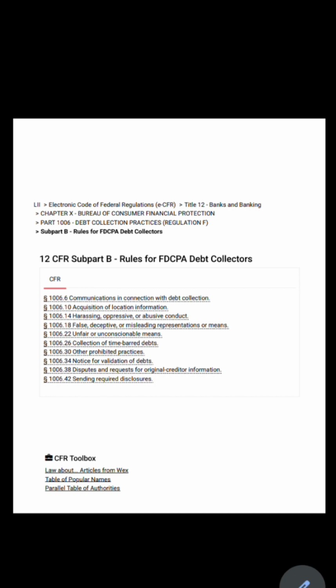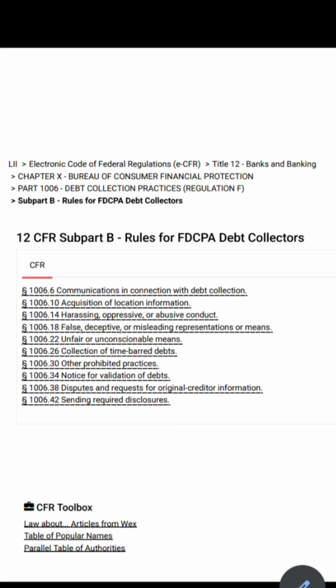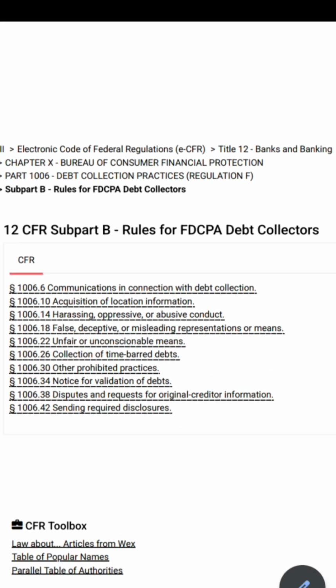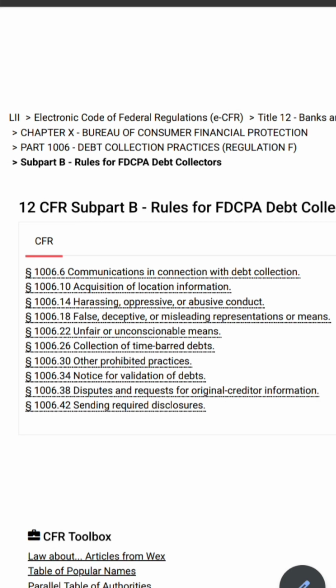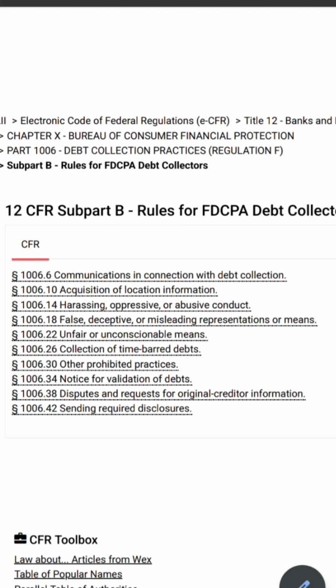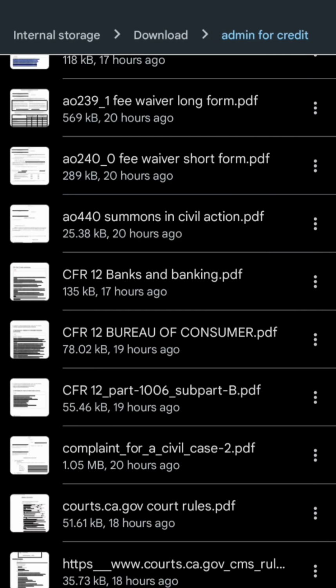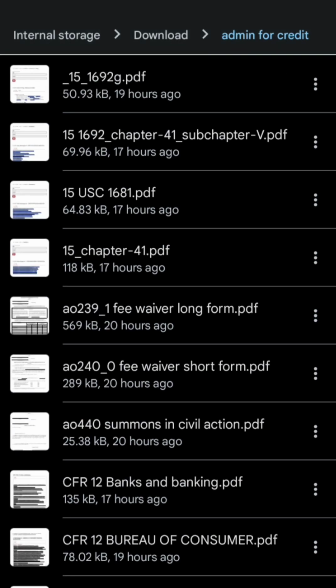And I'm going to go here. Okay, rules for the FDCPA debt collectors. So if you pay attention and look, notice for validation of debt. Okay. Like I said, you guys are going to go through these. And if you pay attention, doesn't this look like it would be the 15 USC 1692s? Let's just take a look.